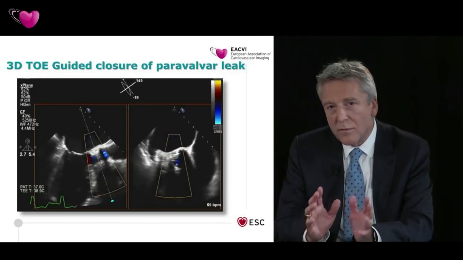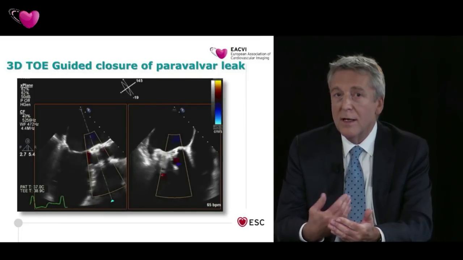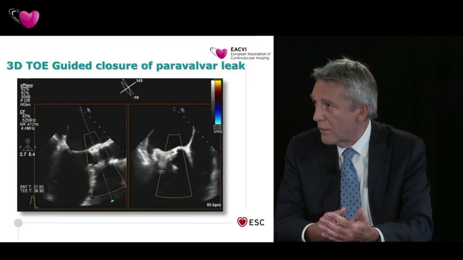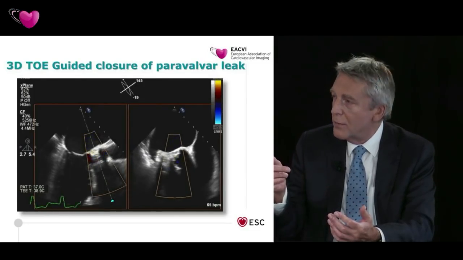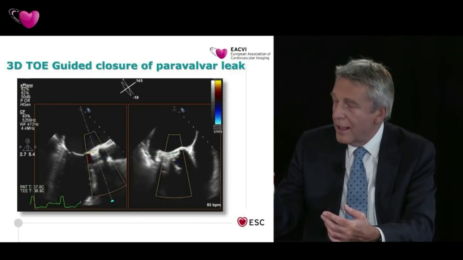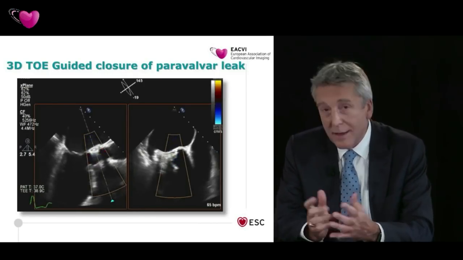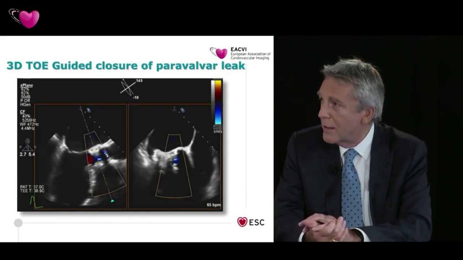So for this kind of thing, we would use fusion imaging where we can combine 3D and 2D echo with the fluoroscopy, and because I can see on the echo exactly where the leak is, I can put a marker on there, and then the interventional cardiologist can try and get their guiding catheter through that particular point. So that actually made doing this particular closure much easier than it might have been otherwise.